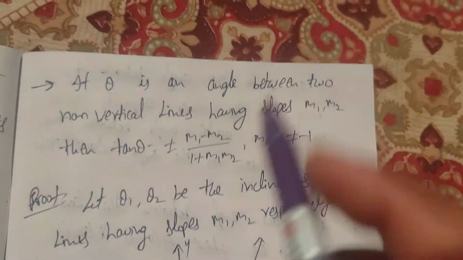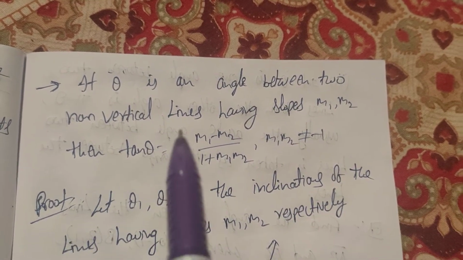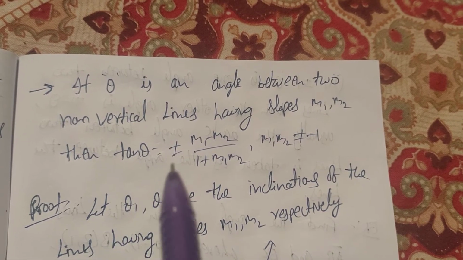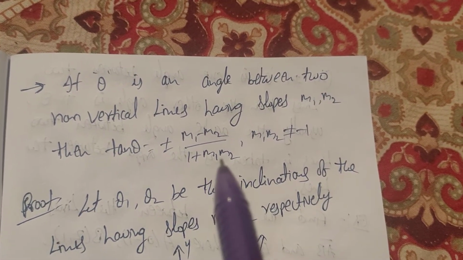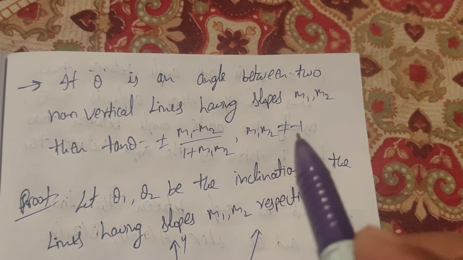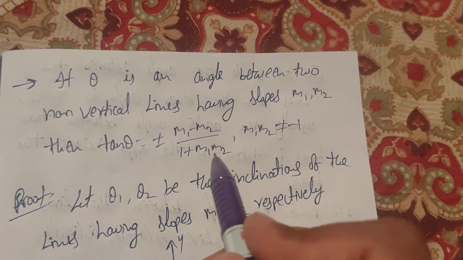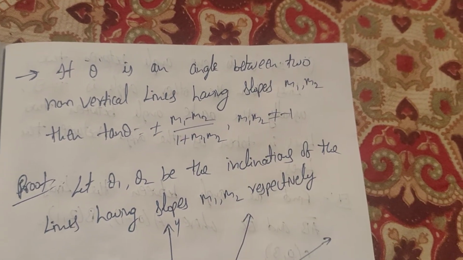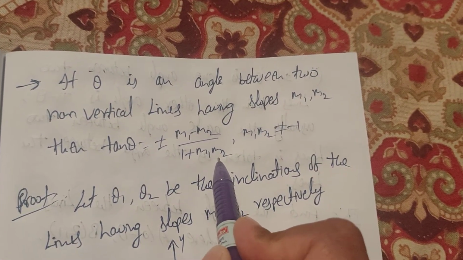Next concept: if theta is an angle between two non-vertical lines having slopes m1 and m2, then tan theta is equal to plus or minus (m1 minus m2) by (1 plus m1 m2), where m1 m2 is not equal to minus 1. If m1 m2 is equal to minus 1, it is undefined. Very, very important. That's why here m1 m2 is not equal to minus 1. That means here the lines are non-perpendicular lines.